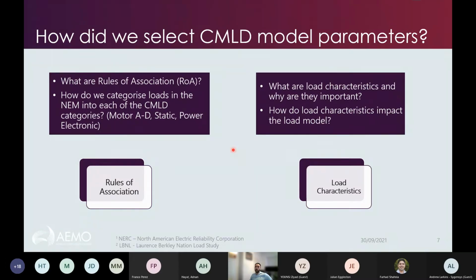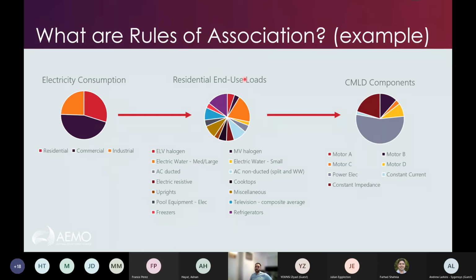What are ROA, or rules of association? How do we categorize loads? What are load characteristics, why are they important, and how do they impact the load model? So, starting with rules of association, I've used a residential end-use load example here.